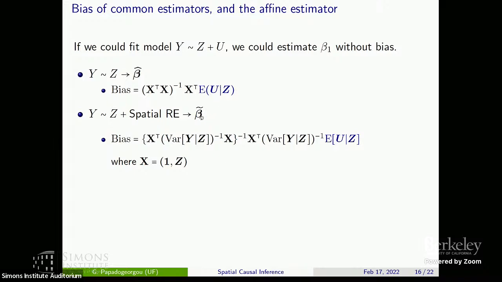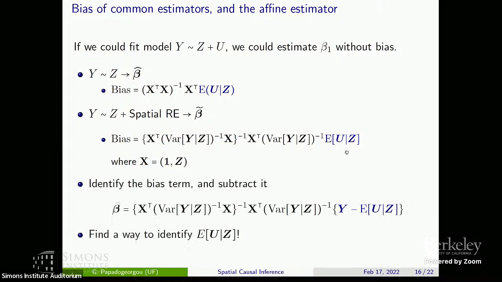So essentially, it's a pretty easy thing to think about. It's to say, well, okay, here's my bias. What if I subtracted that bias term? So this part over here, without the expectation of U given Z, would be the weighted least squares beta tilde. So we subtract the bias term to make this beta overline, this affine estimator, which we call unbiased. So if we're able to identify this conditional expectation of U given Z, then we'll be able to do this bias correction due to the unmeasured spatial variable.